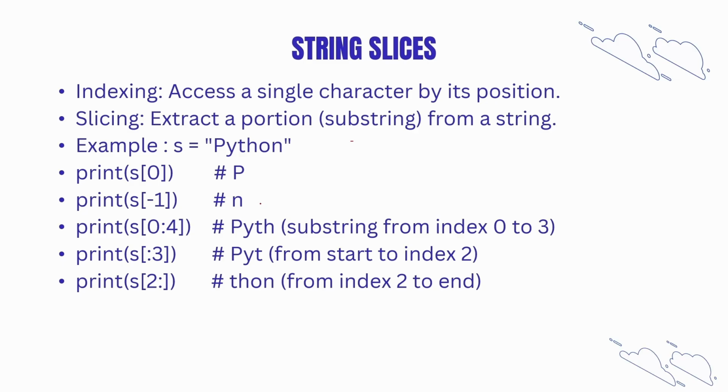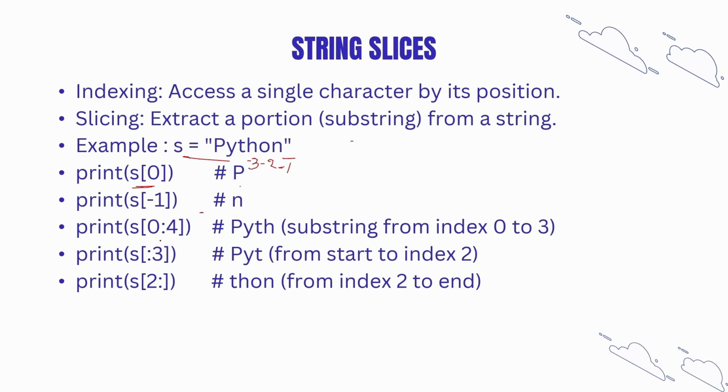The next topic is string slices. In strings, indexing and slicing both are possible. Indexing is accessing a single character by its position, and slicing is extracting a portion, a substring, from a string. Here we have the example S equals "Python". S[0], the 0th position, is the letter P, so we get the output P. This is indexing. In strings, every character is indexed from 0 going left to right. If we go from right to left, it starts at minus. So S[-1] is N, because this is the last letter. N is at position -1, O is at -2, H is at -3.